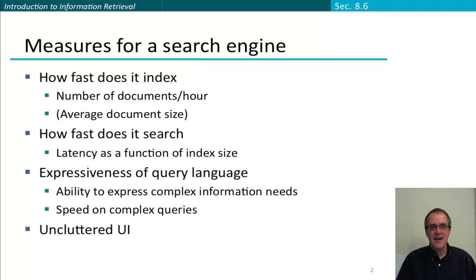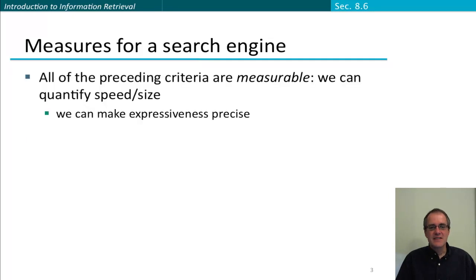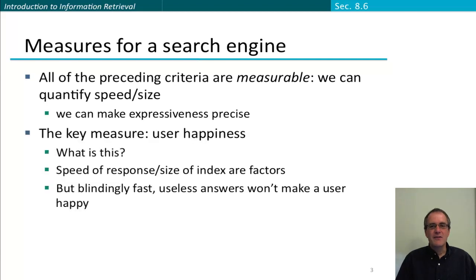People have other desires like having an uncluttered UI and a system that doesn't cost a lot to use. All of these are measures that are measurable, that we can quantify and we can get some kind of score of what is their goodness. But in practice, all of those measures, while important, tend to be dominated by another measure of user happiness, that is, is the user happy in using this search engine?